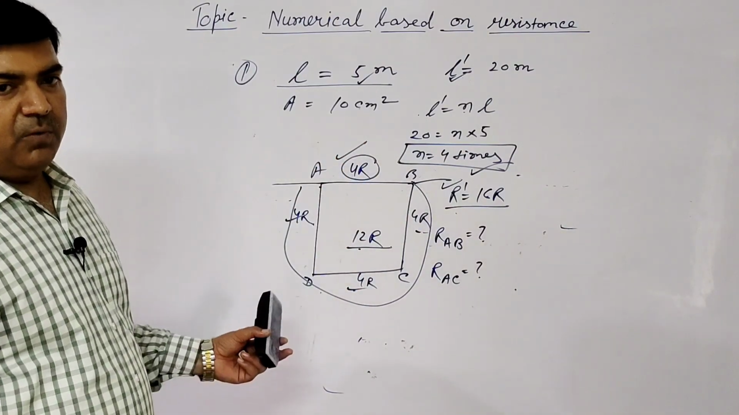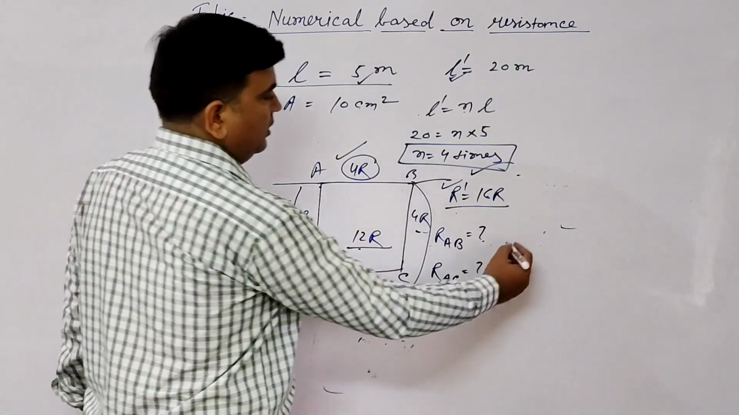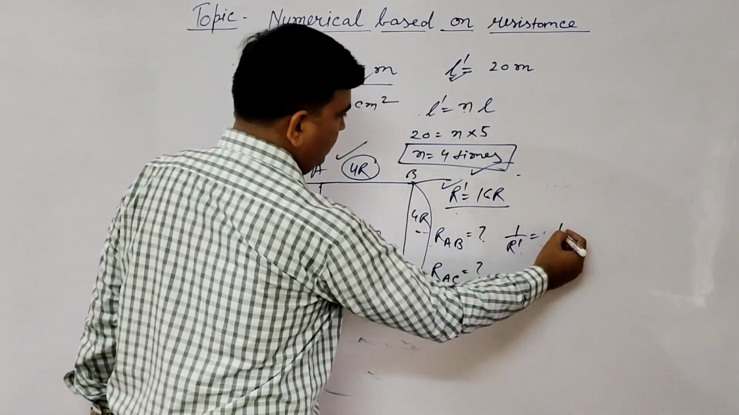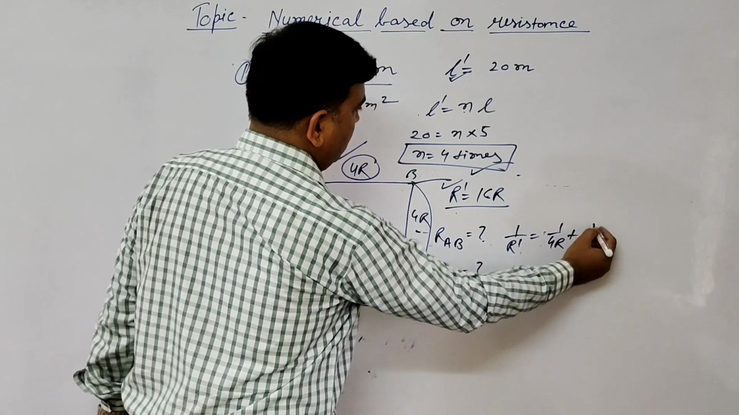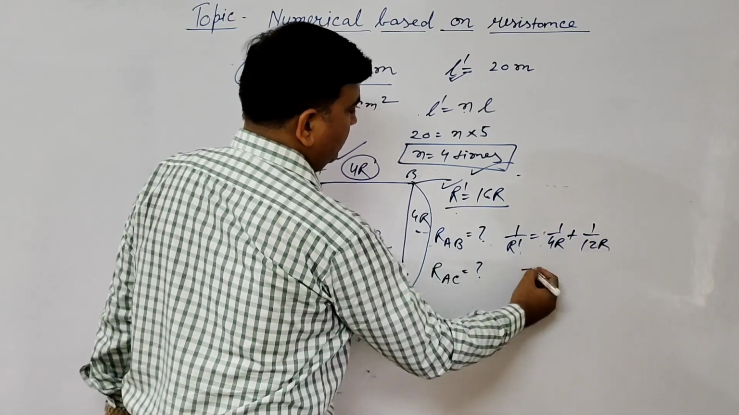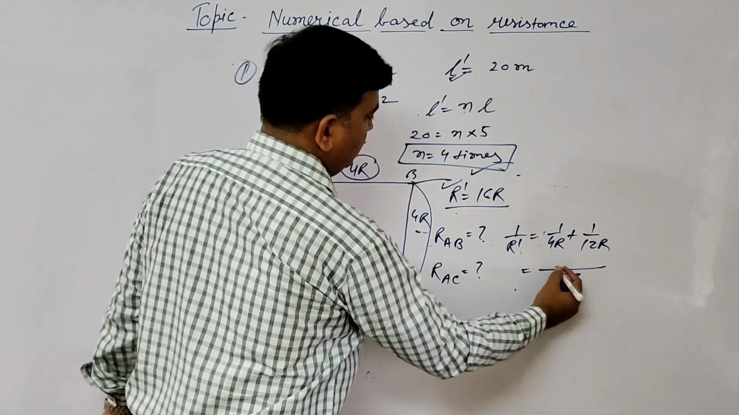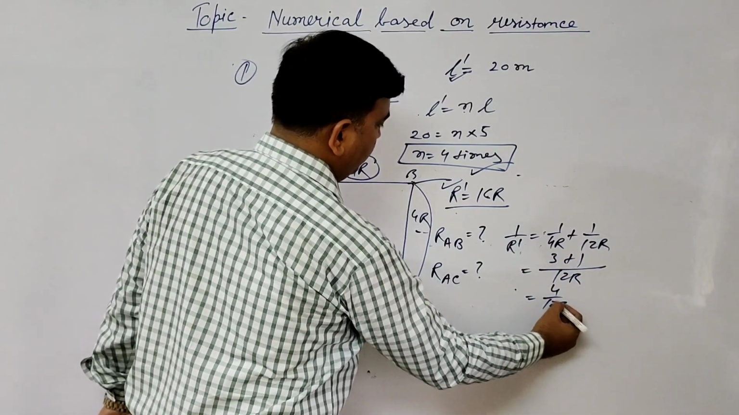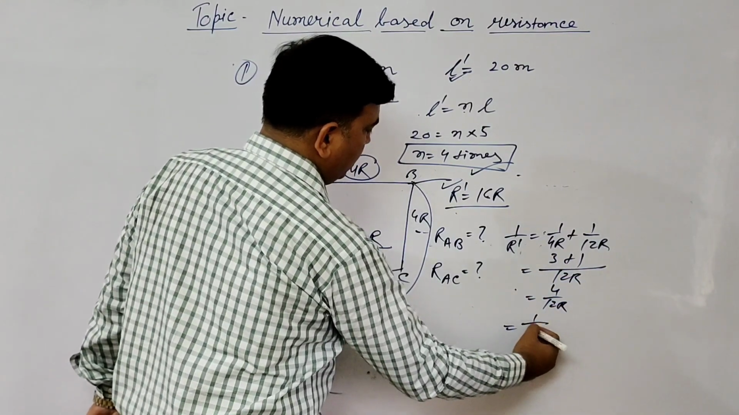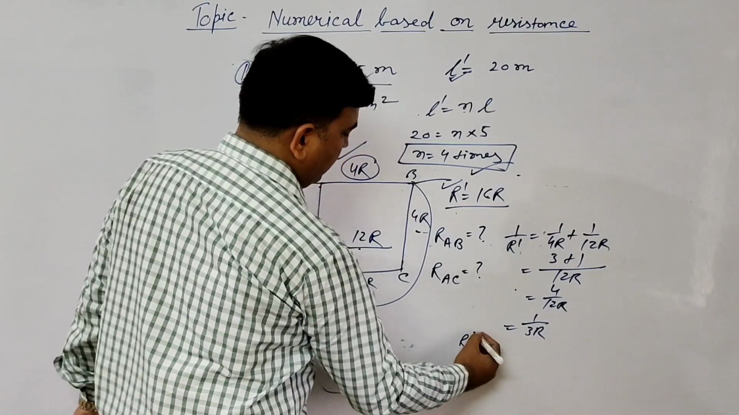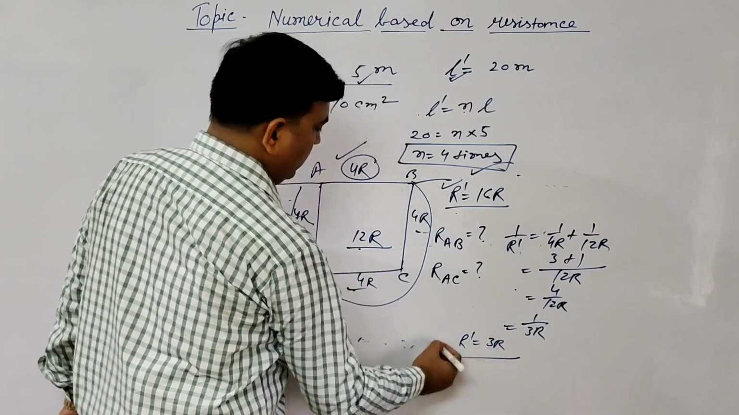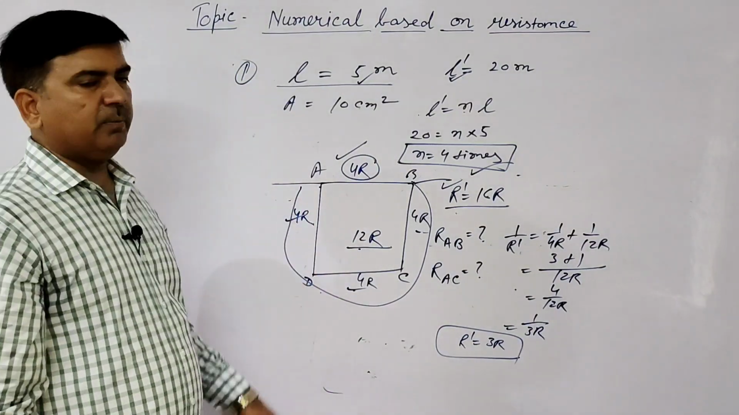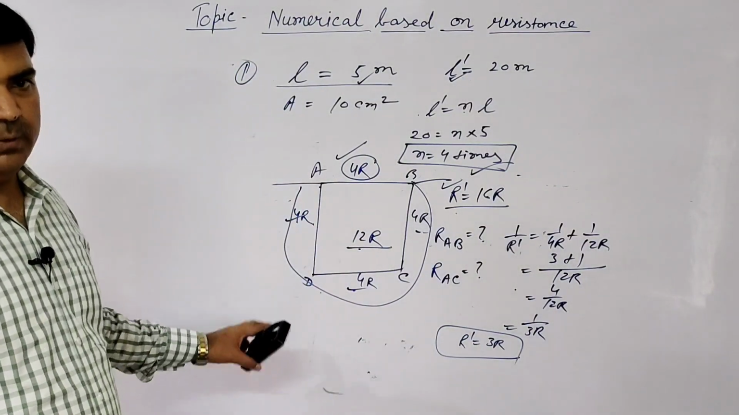And now apply the formula for the parallel combination. So 1 by R dash equals 1 by 4R plus 1 by 12R. With 12R as the common denominator, it is 3 plus 1, 4 by 12R, which is equal to 1 by 3R, and now R dash equals 3R. So in this way we have to find the resistance across any one side of the square for the given question.